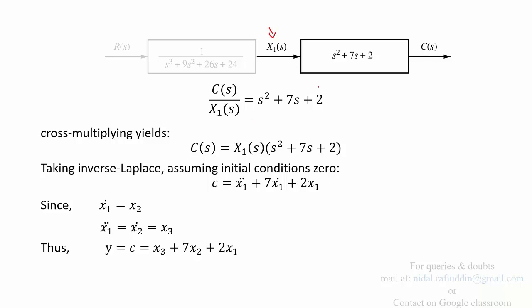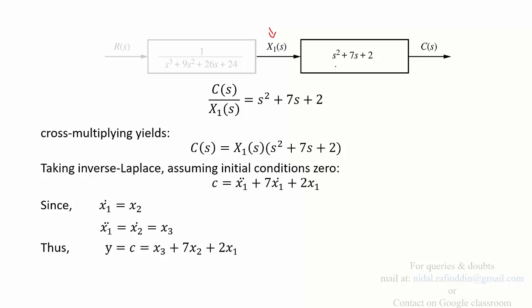So C by x1 is nothing but the transfer function of the block, which is s squared plus 7s plus 2. Similarly, if we cross multiply, what we get is C is equal to x1 multiplied by the numerator polynomial s squared plus 7s plus 2. If you take the Laplace inverse of this, assuming initial conditions to be 0, we get the time domain function C, which is equal to x1 double dot plus 7 x1 dot plus 2 x1.